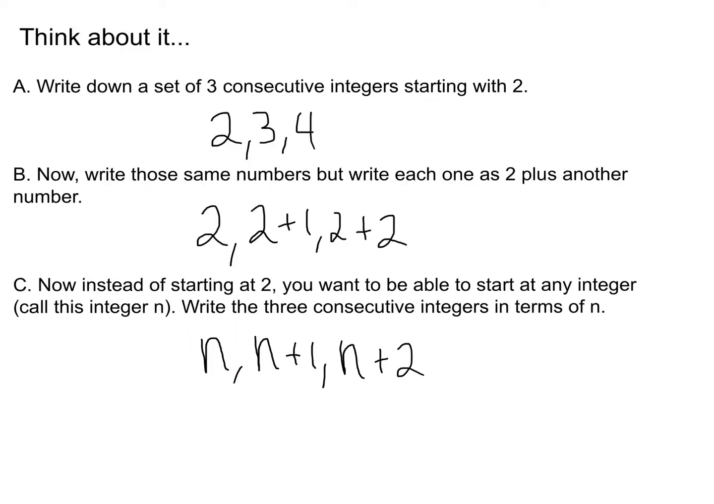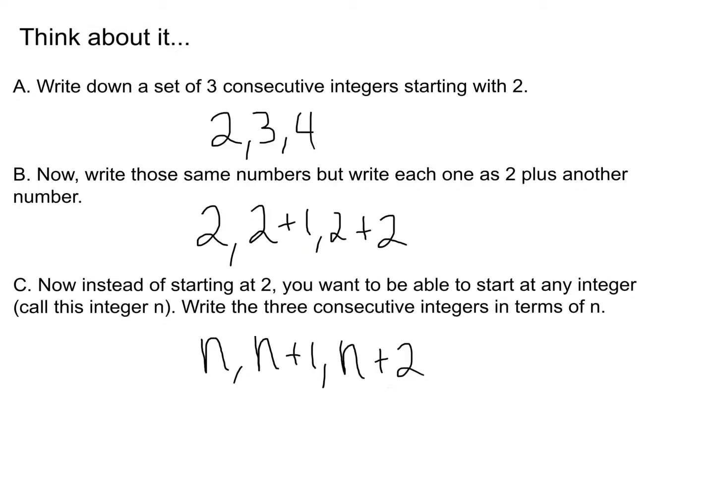Okay? So keep this in the back of our mind. What we've done here is we've written something that represents 3 integers no matter where I want to start, right? So if I want to start at 100, I can represent that by thinking about 100, 100 plus 1, and then 100 plus 2. Okay, and this will come back to be helpful.